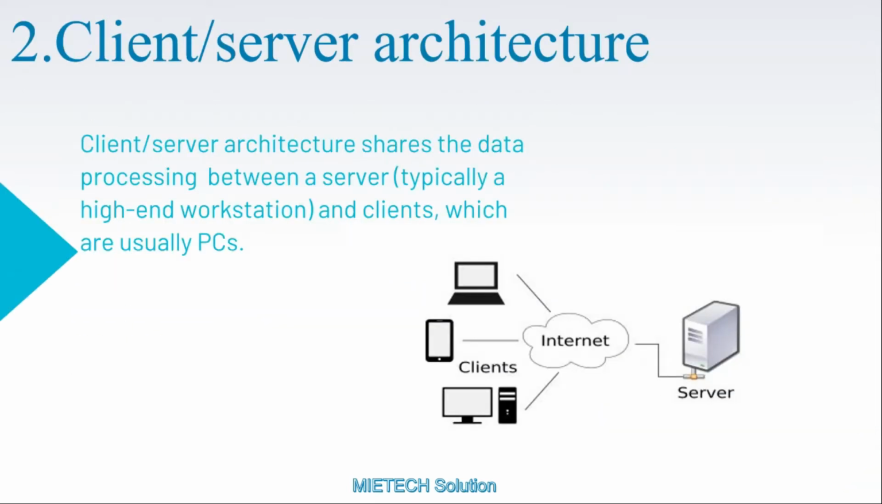So for the client versus server architecture, here you have two things: the client and the server. The client shares the data processing between a server and client, which are usually PCs. Here the client requests information from the server, and then the server provides the requested data to the client, but those actions are done over the internet. So the client requests data from the server and the server provides the information to the client.